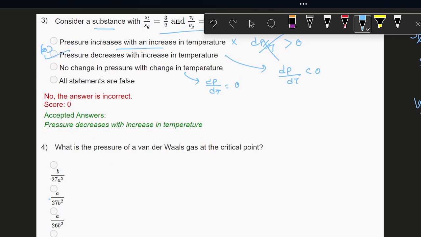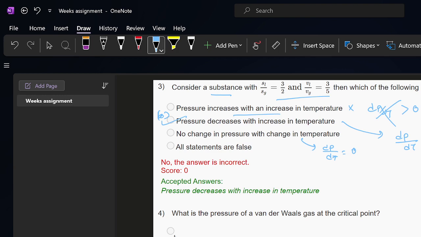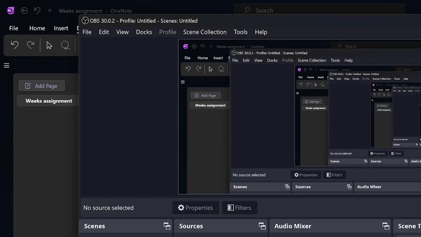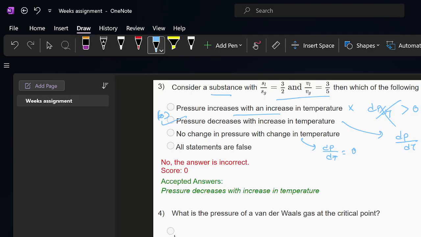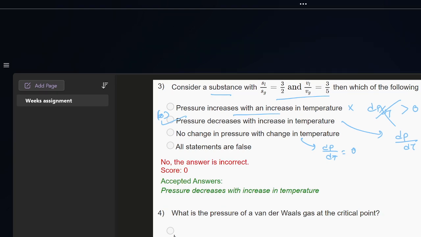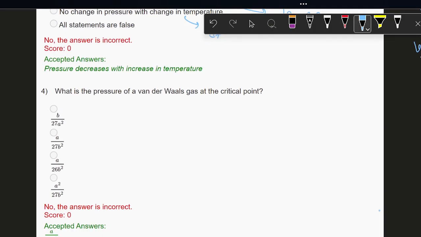So I hope this is clear, and we are basically done with 3 questions. We are left with 4 more questions. How much time do we have left? Let us see. Yes, we still have approximately an hour left, so we will be done by then.